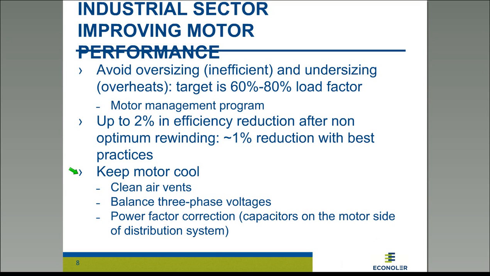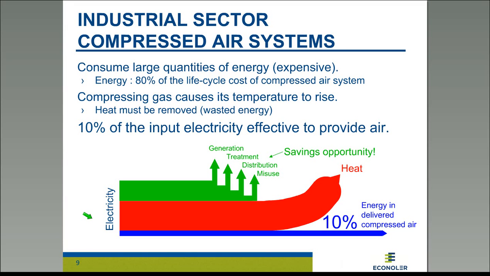Other best practices are to keep the motor cool, clean air vents, balance the three-phase voltage, which can create overheating in the motors, and power factor correction. And here there are two basic philosophies or approaches. You can install the capacitor on the motor side, so that means you will benefit from reduction in amps in the distribution system of the plant, or you can install it at the electrical entrance. So at this point you will correct for the utility, but it will change nothing about the power factors inside the plant, in the distribution system itself.